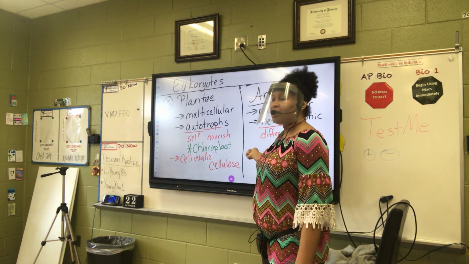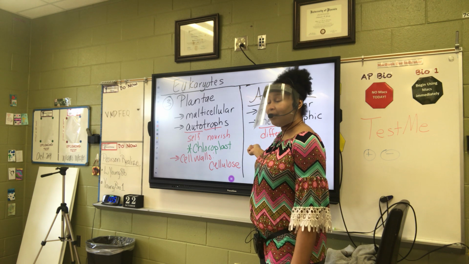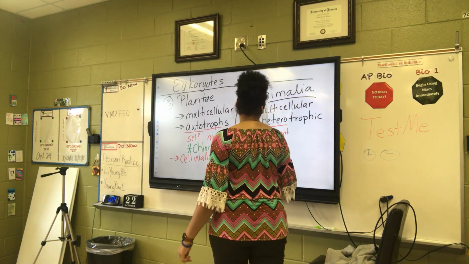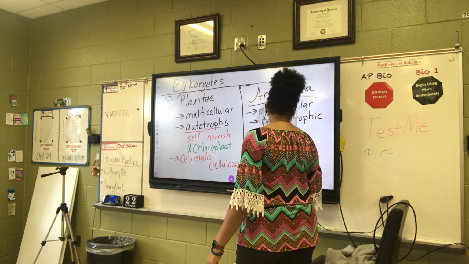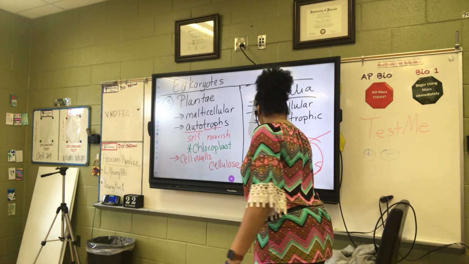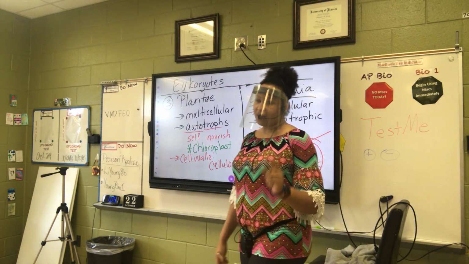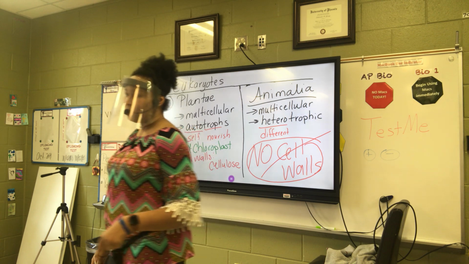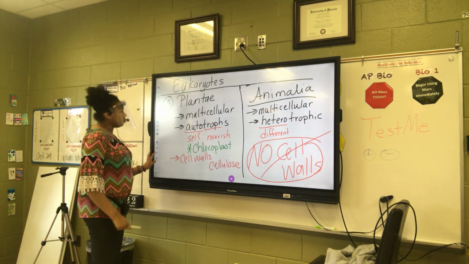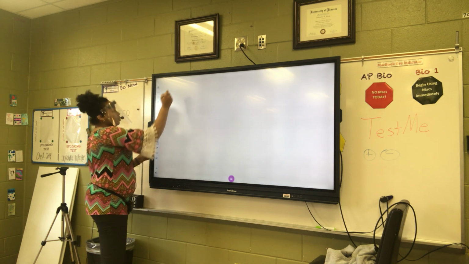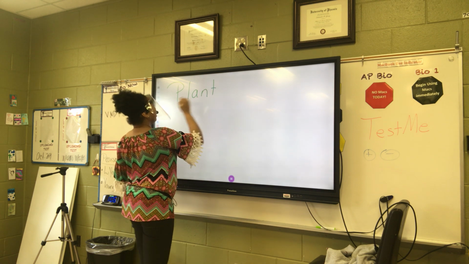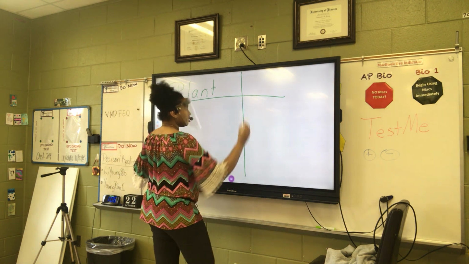Do I need to put anything up here about cell walls? Really? No, because they have no cell walls. Okay? There's no cell walls found in animal cells. All right? No cell walls found in animal cells. So let's look a little bit closer at the cells of plants and animals. So I'm going to put plant cells over here. And I'm going to put animal cells over here.